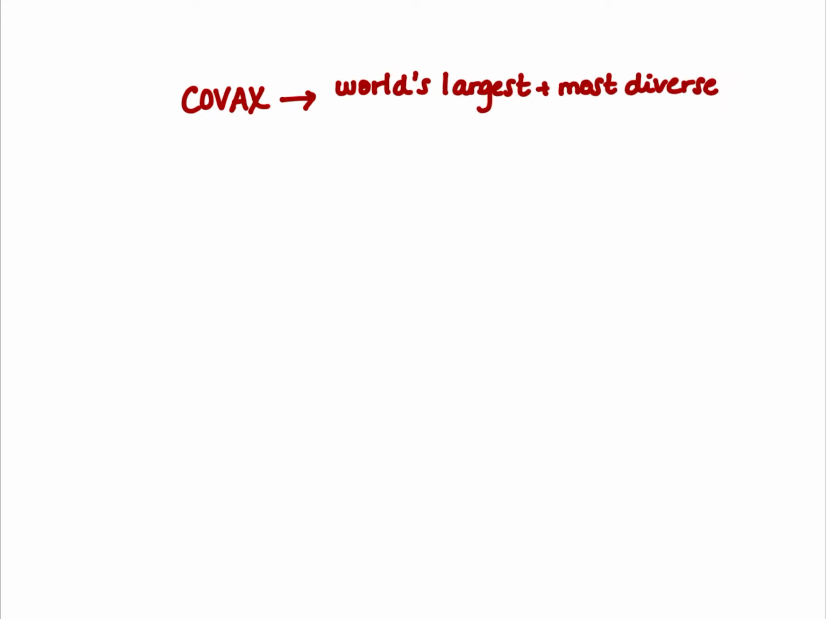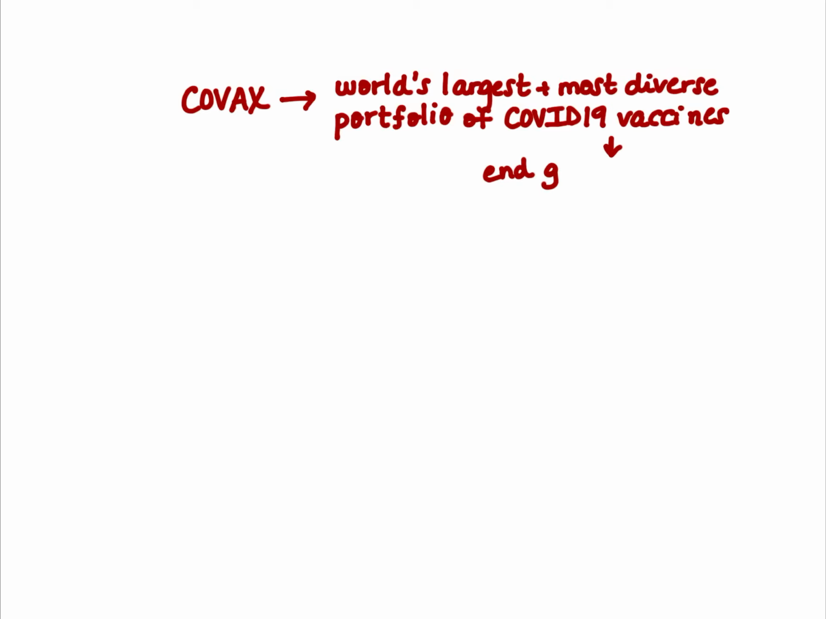So now let's take everything we've talked about so far and discuss it in terms of COVAX. So what exactly is COVAX? COVAX was created in response to the global COVID-19 pandemic, and with more than 2/3 of the world engaged, it is the largest and most diverse portfolio of COVID-19 vaccines, and as such represents the world's best hope of bringing the acute phase of the current pandemic to an end.